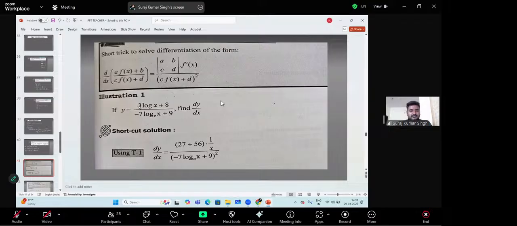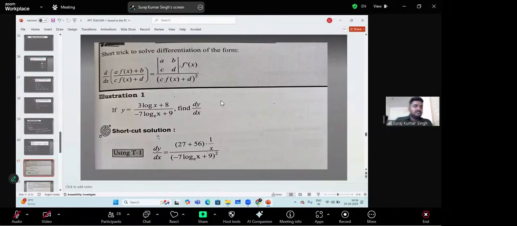So you can see here 3 into 9, we do the cross multiply. 3 into 9 is 27, and minus c into b, minus minus 7 into 8, that is plus 56. Here I got 27 plus 56 into f dash x. What is the derivative of log x? That is 1 by x. And the square of this denominator gives the answer.